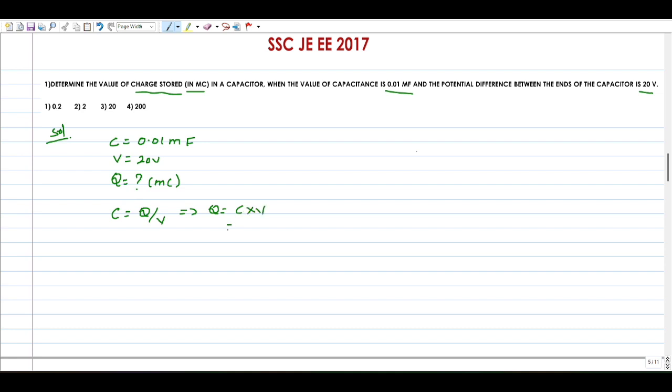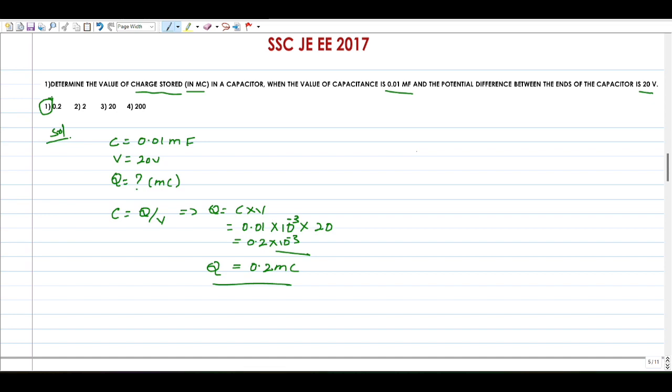The value of C is 0.01 into 10 to the power of minus 3, which is nothing but milli, into the value of voltage, 20 volt. If you multiply both, we will get 0.2 into 10 to the power of minus 3, which is nothing but 0.2 millicoulomb. Here the 10 to the power minus 3 is nothing but milli. So the charge is equal to 0.2 millicoulomb. This is the answer, option 1, 0.2 millicoulomb.